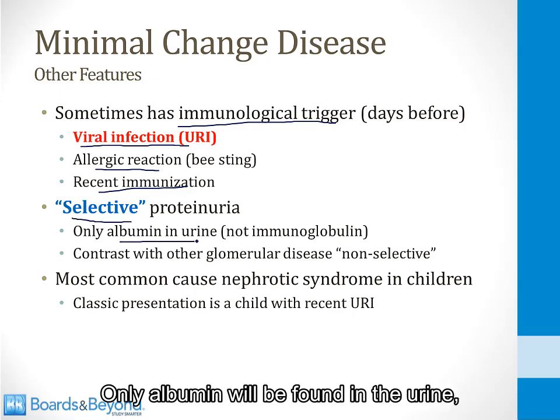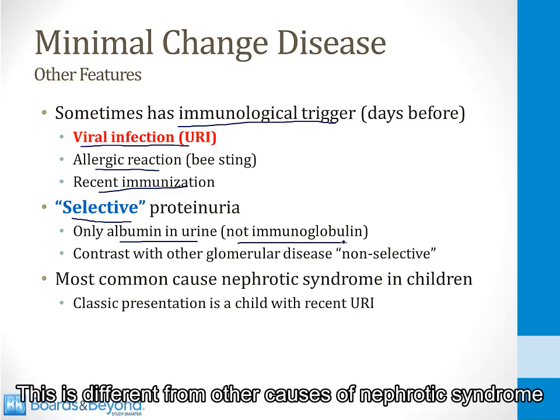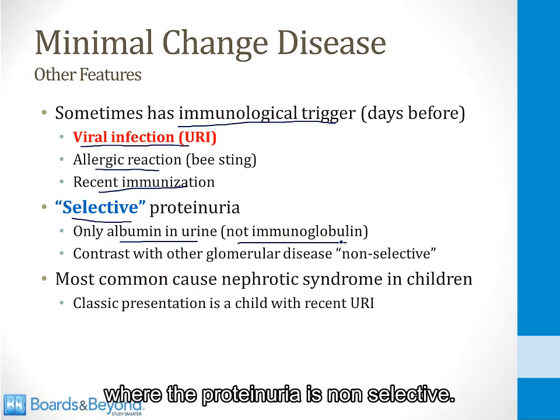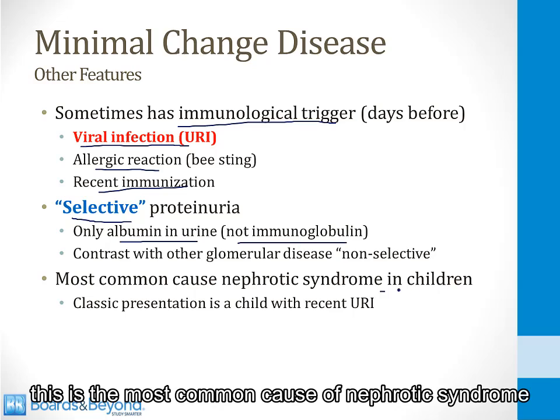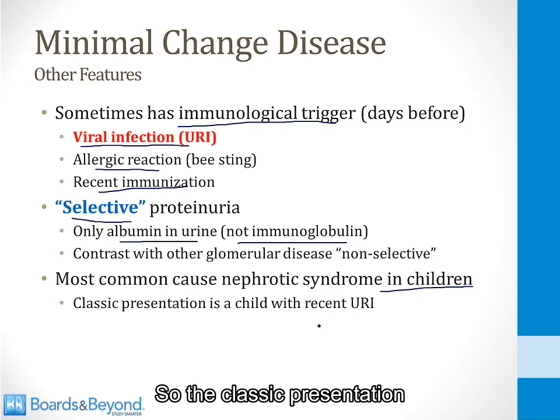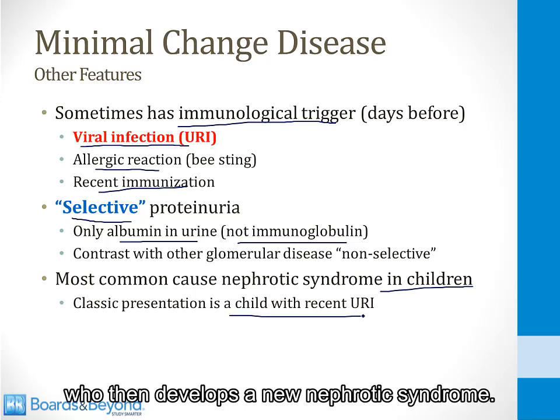Another feature of minimal change disease is that the proteinuria is selective. Only albumin will be found in the urine, not immunoglobulin and other proteins. This is different from other causes of nephrotic syndrome where the proteinuria is non-selective. And then finally, you should be aware that this is the most common cause of nephrotic syndrome in children, so the classic presentation is a child with a recent upper respiratory infection who then develops the nephrotic syndrome.